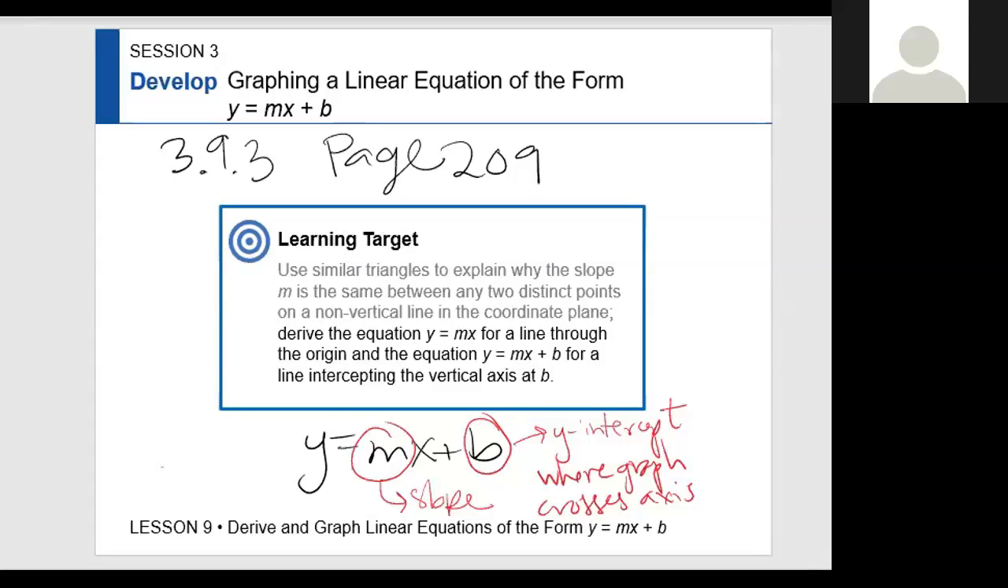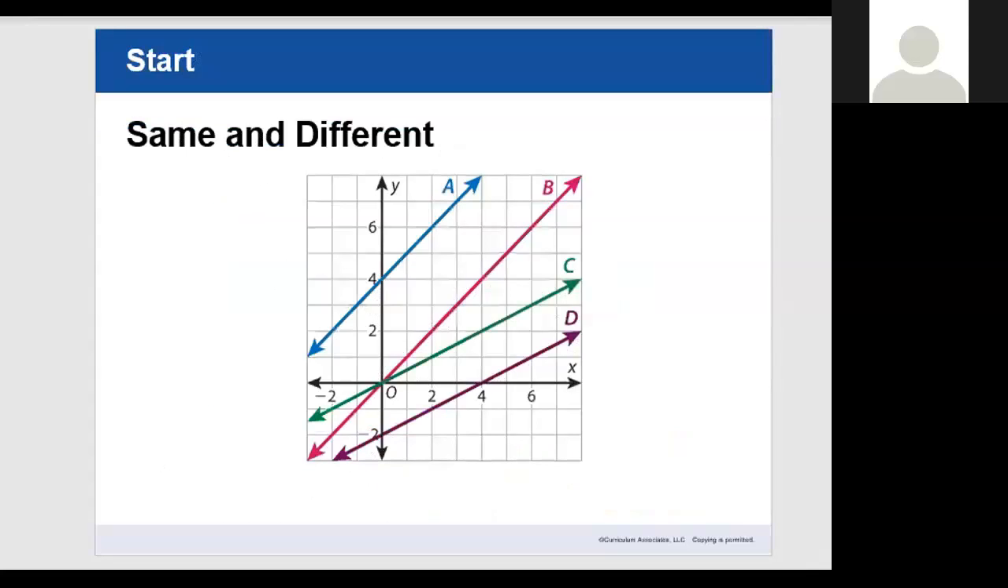Okay, so right now we know the b is the y-intercept. It means where your graph crosses the y-axis. Let's be thinking today for other ways that we can be thinking about our b or our y-intercept. To get started, let's look at these beautiful lines, linear equations A, B, C, and D.